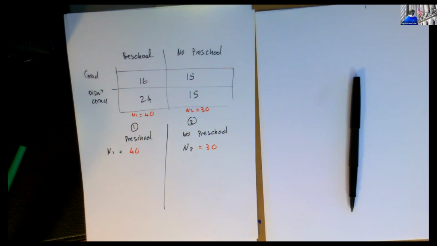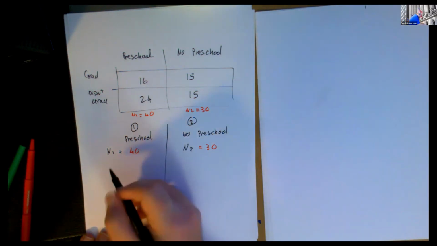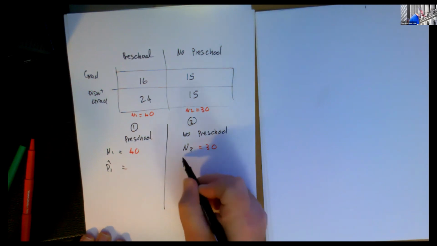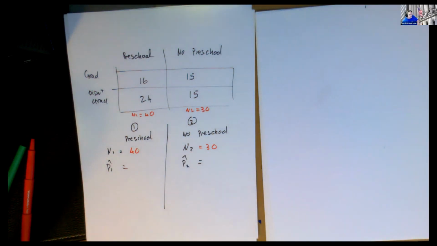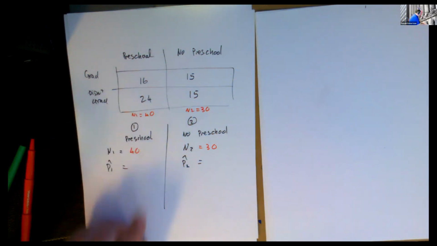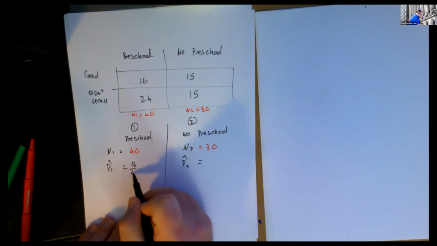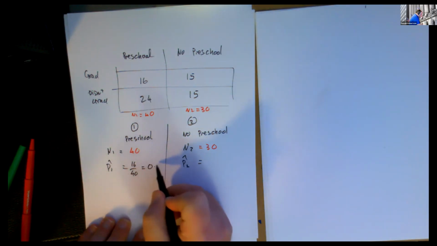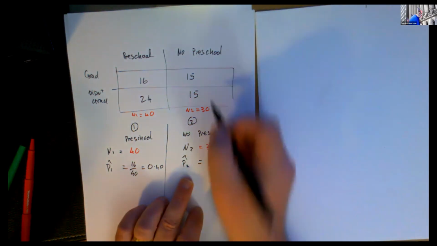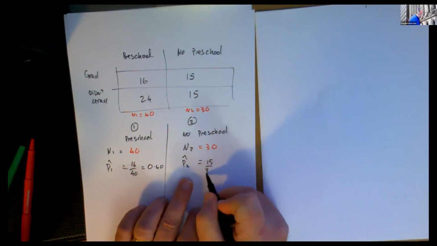Agree on that? Now, we're going to do a P1 hat, which is basically success. I would assume success here is you graduated. So P1 would be 16 out of 40, which is 40% of that group graduated. Does that seem reasonable? So P2 would be 15 out of 30.